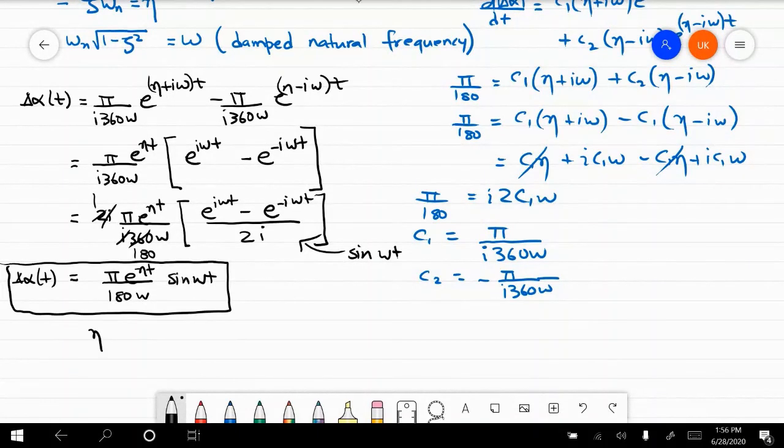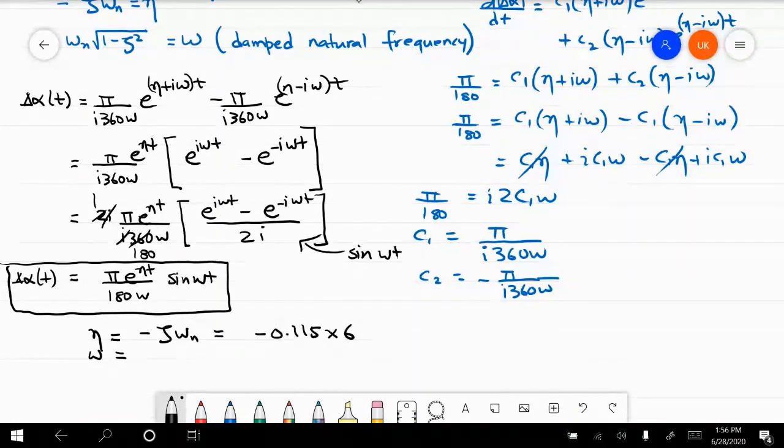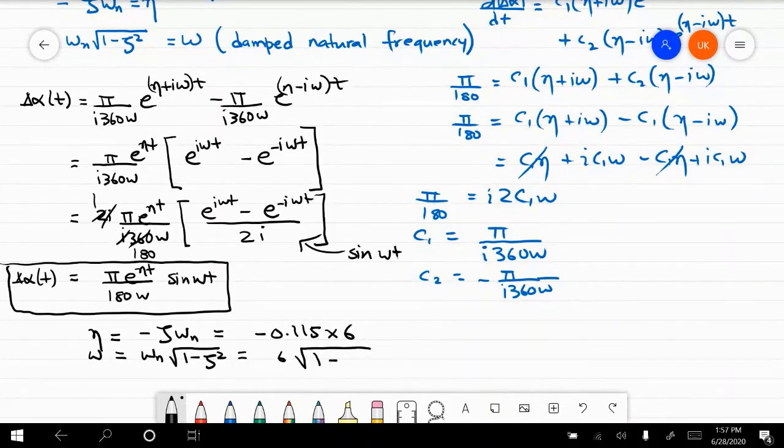and we have already solved for the values of eta and omega. So here eta is equal to minus of damping ratio times the natural frequency. So the damping ratio which we obtained was minus 0.115, and omega n was 6 radians per second. And this omega, the damped natural frequency, is equal to the natural frequency times square root of 1 minus damping ratio squared. So that is 6 times square root of 1 minus 0.115 squared.